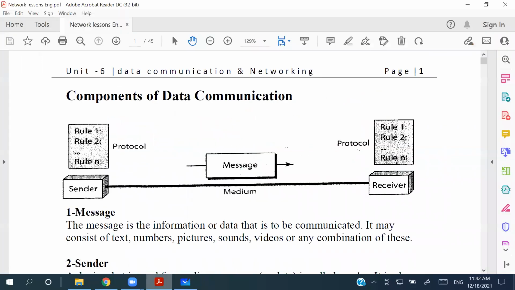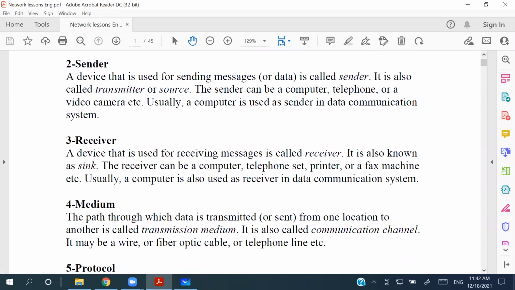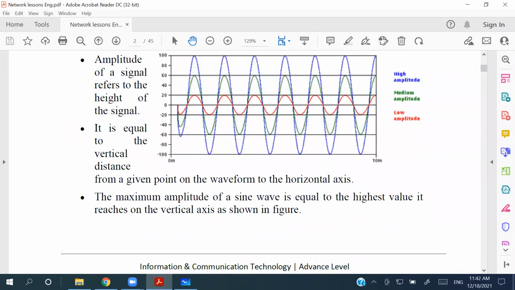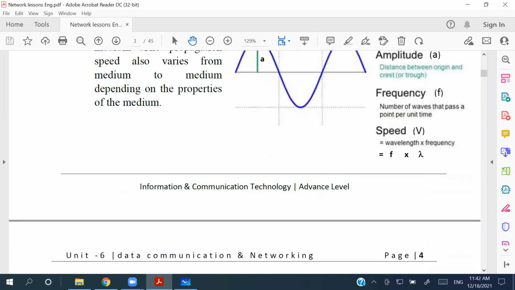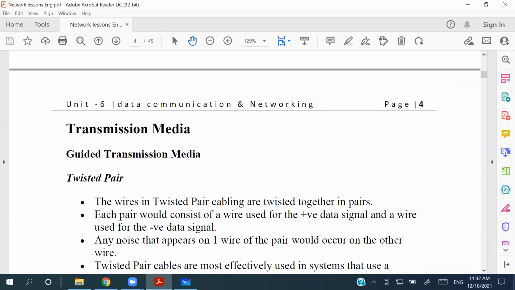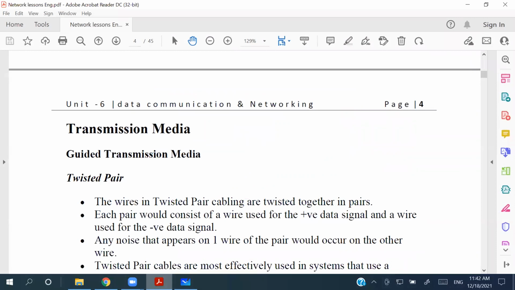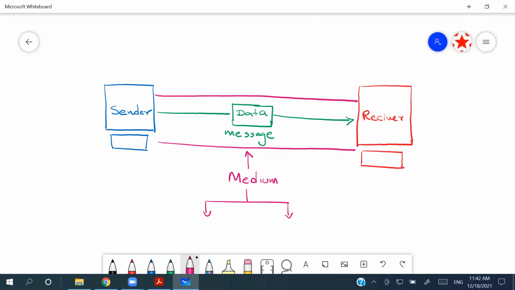Hold on a second, people. Yeah. Some places they say medium and some places they refer to it as media. Yeah, transmission media. Yeah, hold on. Let me confirm which word you need to go through. Yeah, let's have both the words so it won't be a problem.